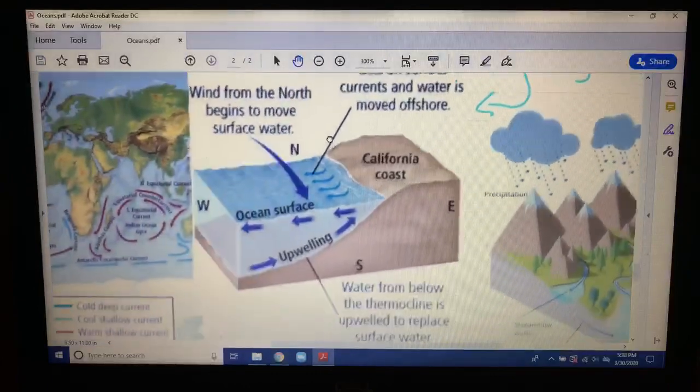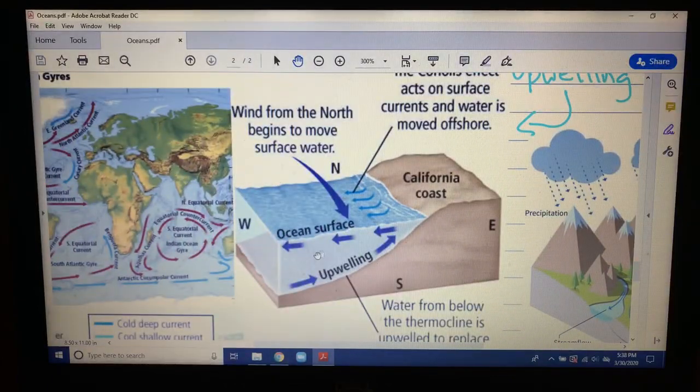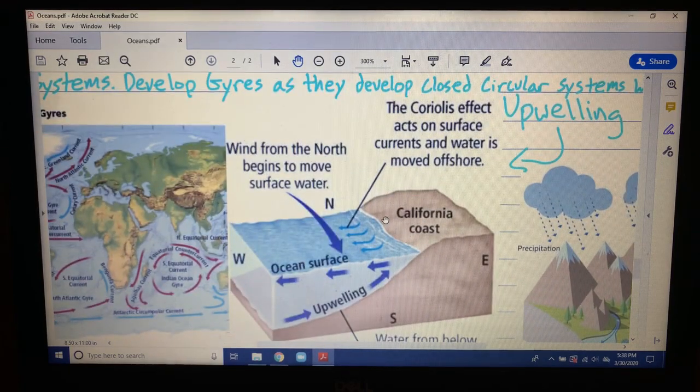Upwelling will happen when water begins to move towards the shore. As winds from the north begin to move the surface water here, the water is going to move towards the shore. The Coriolis effect will cause it to spin on top, looking like the water is going to go back out. But underneath, as this water moves out, cold water from beneath is going to come up and replace that water. That's called upwelling, when the water from below replaces the water on the surface.